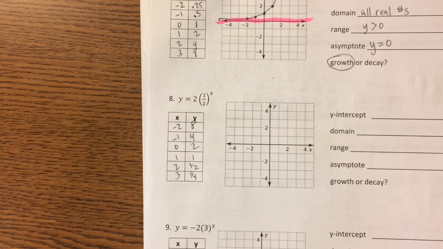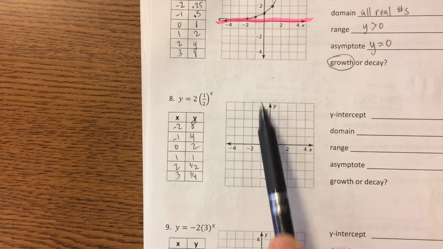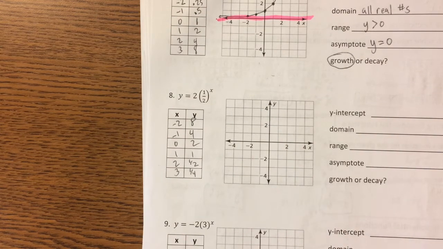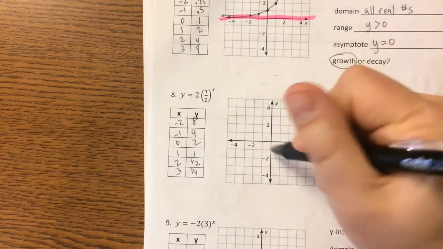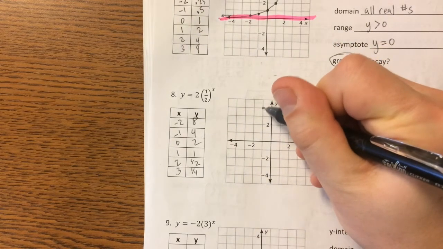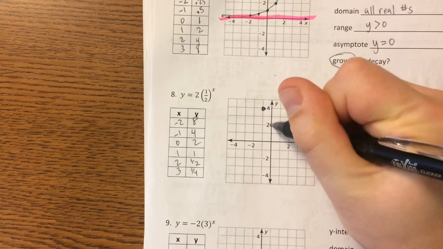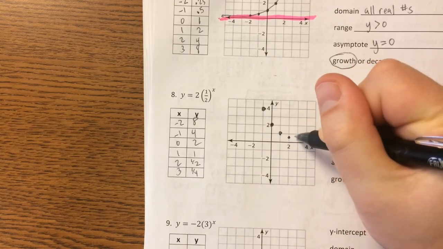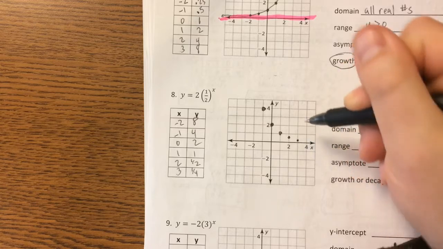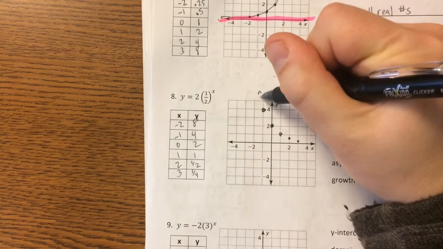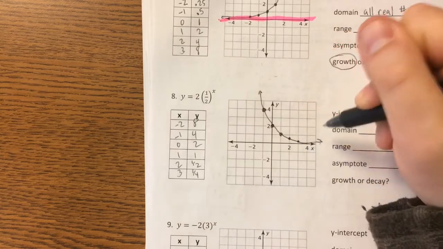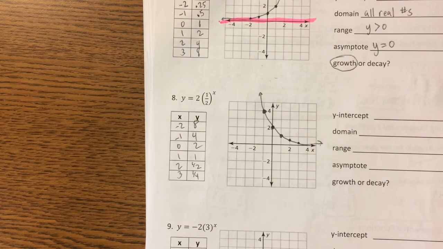So now let's start plotting all those points, or as many as you can fit. You can't fit -2, 8 on there. That's okay, don't worry about it. Just fit the ones that you can: -1, 4; 0, 2; 1, 1; 2, 1/2; and 3, 1/4. All right, so there's your exponential function.